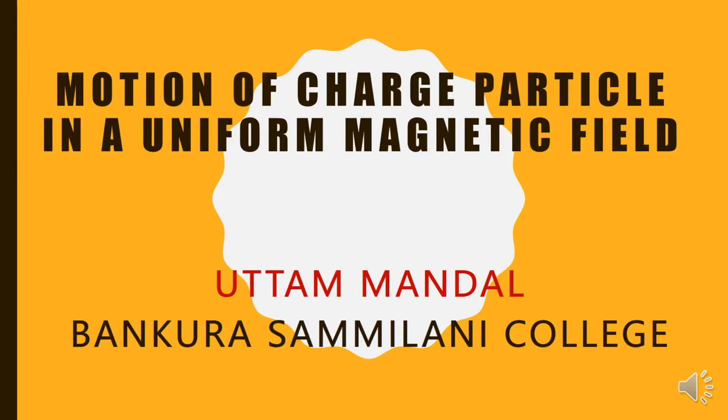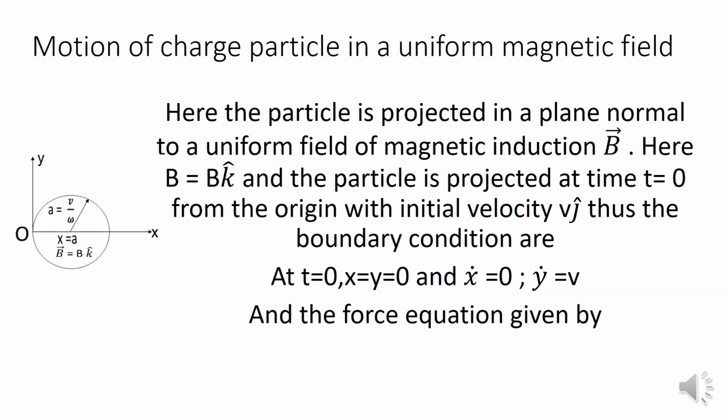In this video today, we discuss the motion of a charged particle in a uniform magnetic field. Here the particle is projected in a plane normal to a uniform field of magnetic induction vector B. Here the B vector is applied in the direction of the Z axis, that is the Z direction. Therefore we express B vector is equal to capital B into k hat.